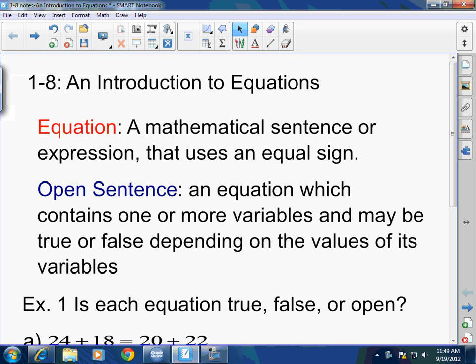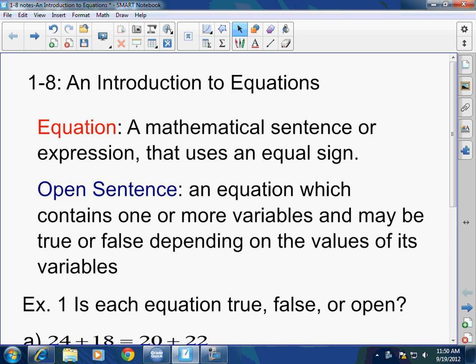Welcome back to Mr. Morrow's algebra class. Today we're going to be talking about an introduction to equations. Equations are by far the most important part of math, period. You're going to be working with equations in algebra, geometry, algebra 2, trigonometry, math analysis, pre-calculus, calculus, and it keeps going on forever and forever. We today are just going to introduce equations.